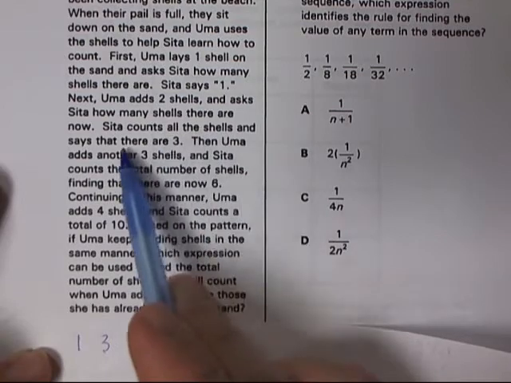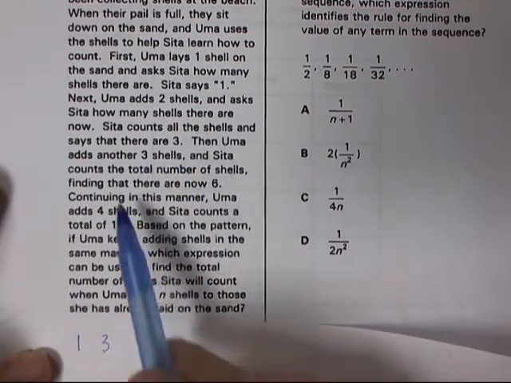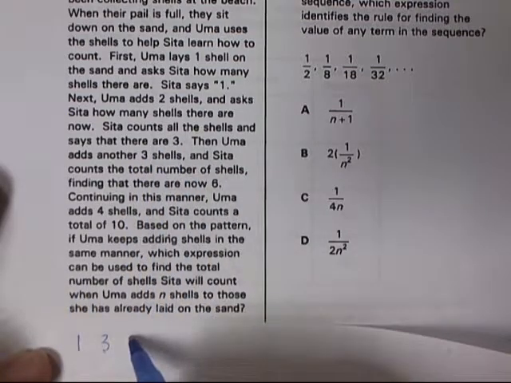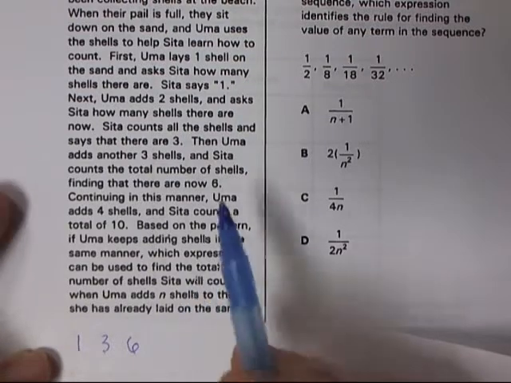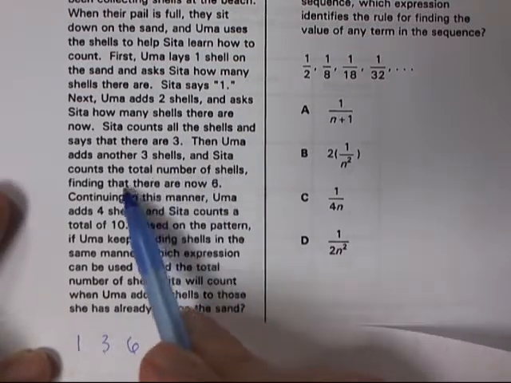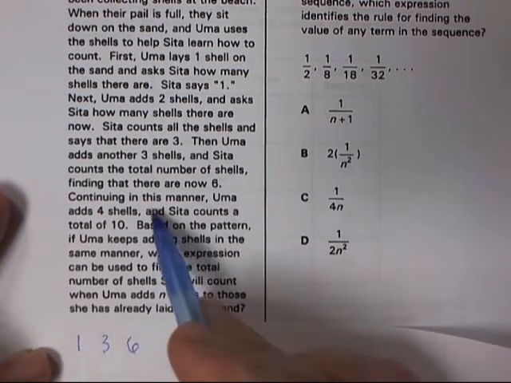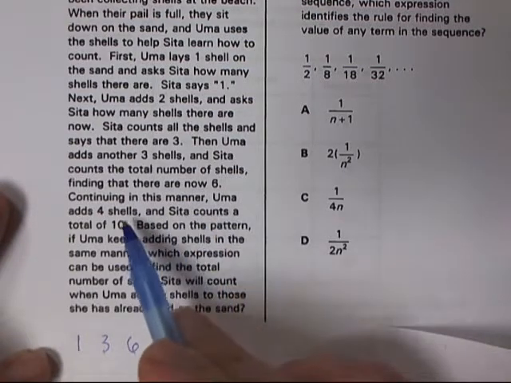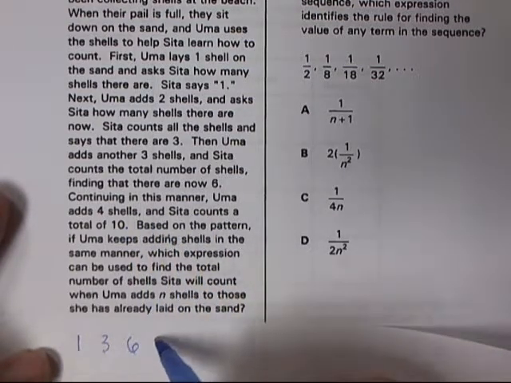Sita counts all the shells and says that there are 3. Then Uma adds another 3 shells. So now they have 6 shells. And Sita counts the total number of shells, finding that there are now 6. Continue in this manner. Uma adds 4 shells. So now they have 10.